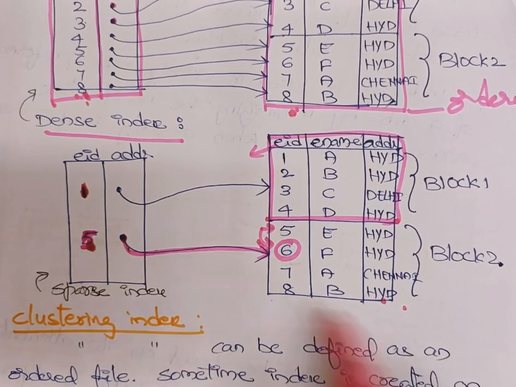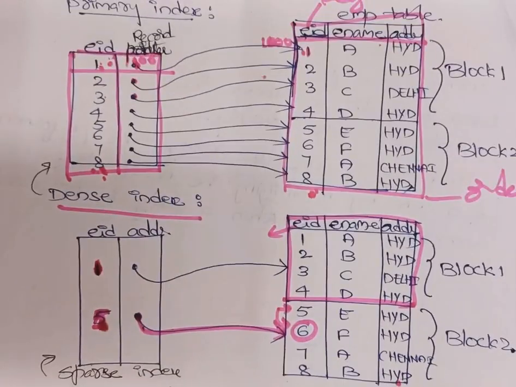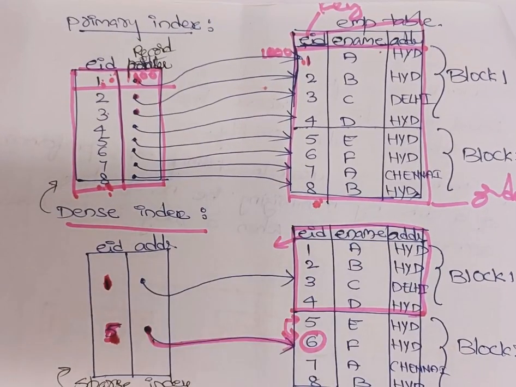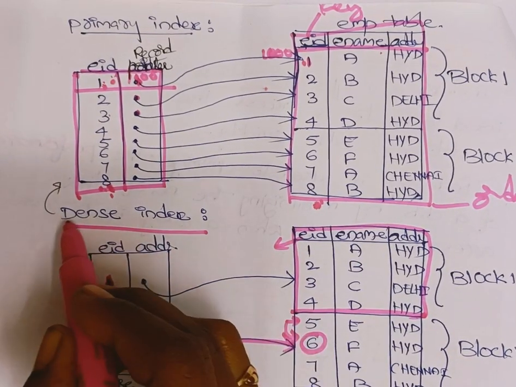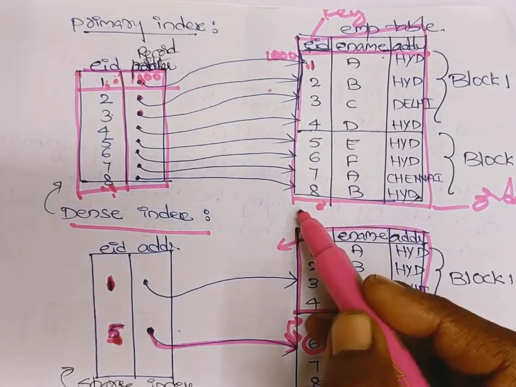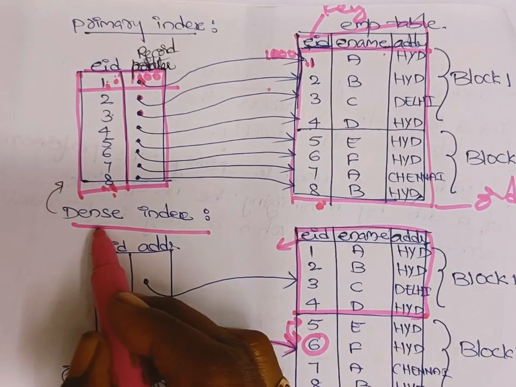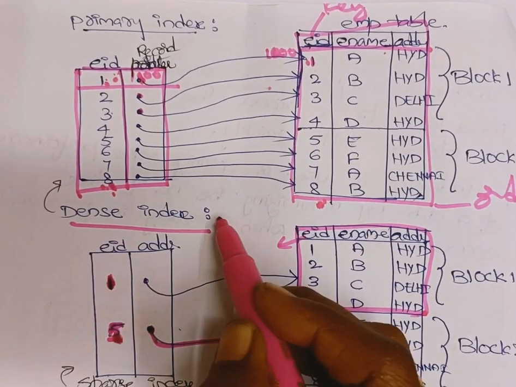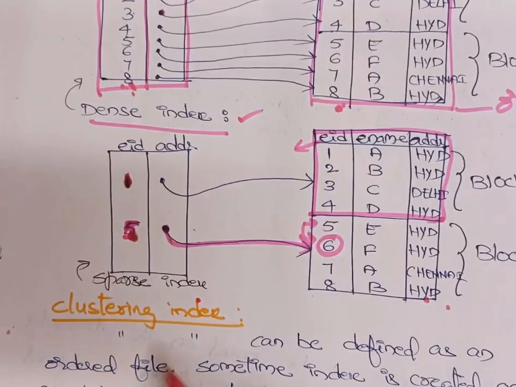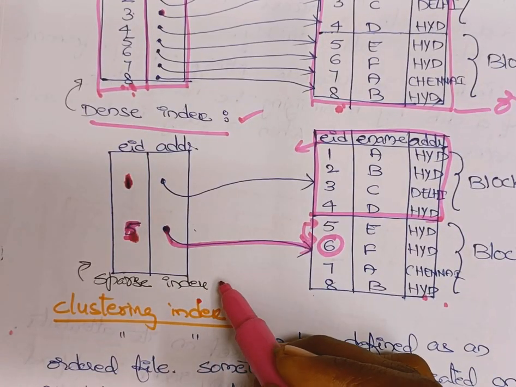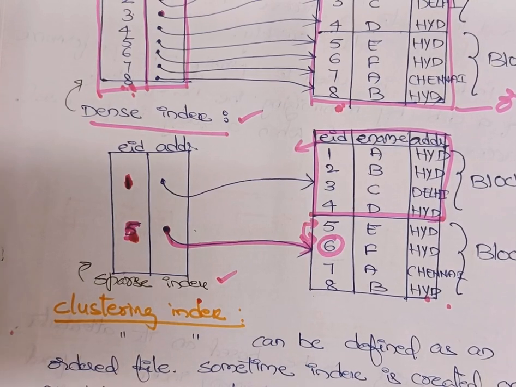So this is regarding the primary index, dense index and sparse index. In a dense index, if the number of records is large, then the searching time will be more. So a sparse index will be implemented when the number of records is large.